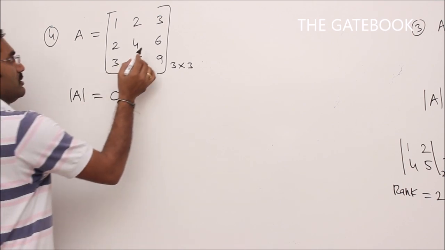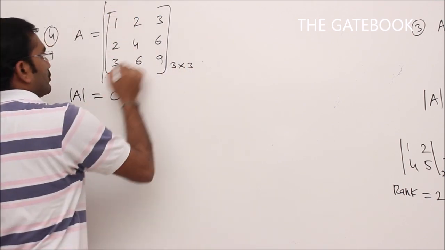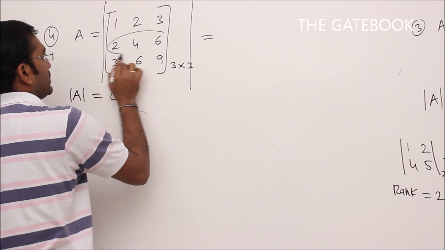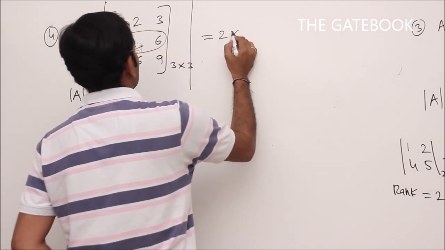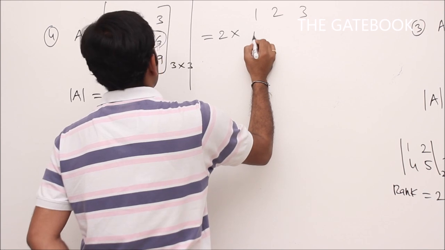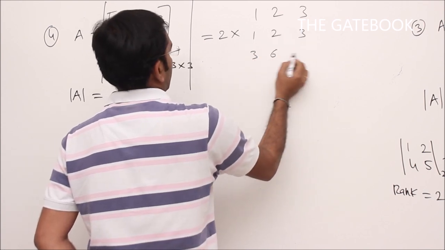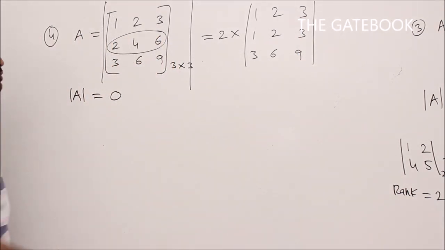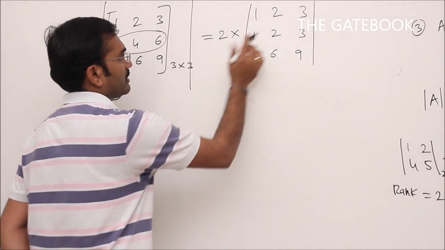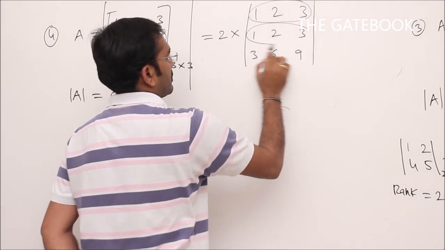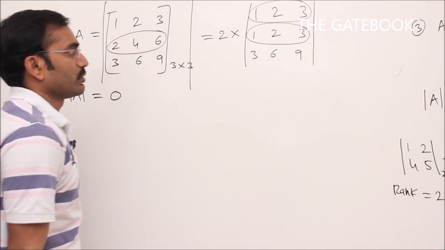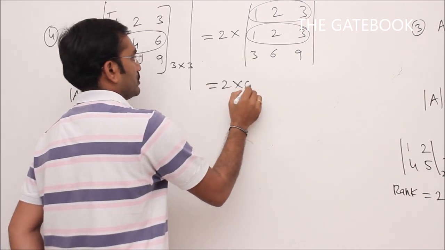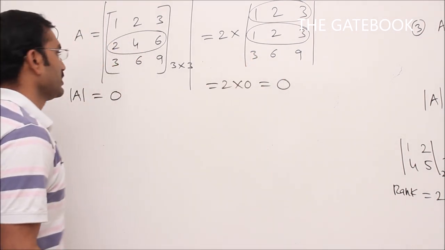Why? Because see here, det A value, using properties of determinants, let us consider from the second row elements take 2 common. So I can write 2 into 1, 2, 3, 1, 2, 3, 3, 6, 9. Using properties of determinants, taking 2 common from the second row elements, we get 2 into this one. Here, the first row and second row are identical. We know that in a matrix, if any 2 rows or 2 columns are identical, the value is 0. So 2 into 0 is equal to 0. So that value is 0.